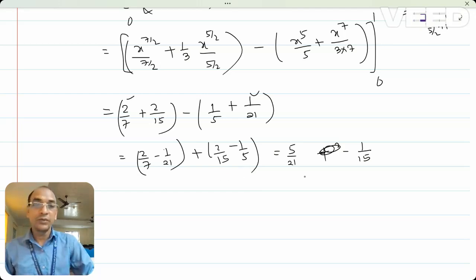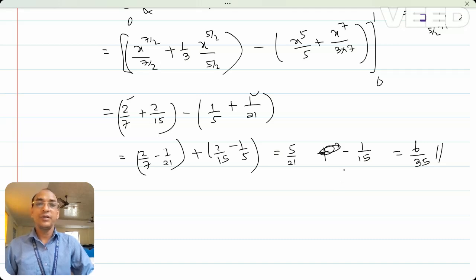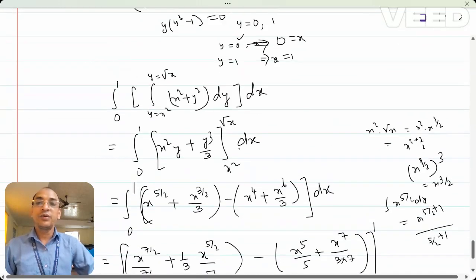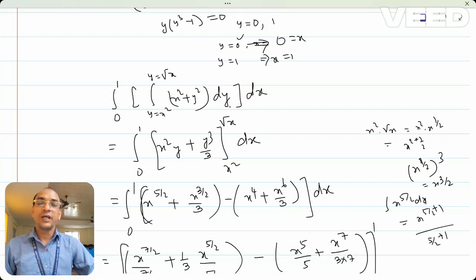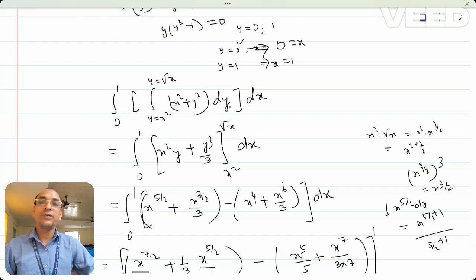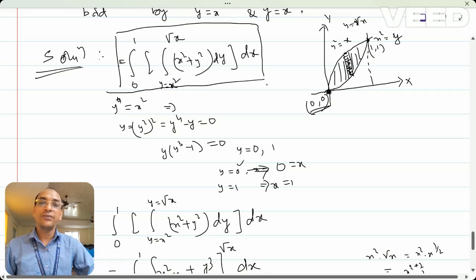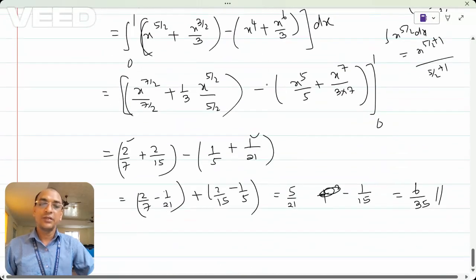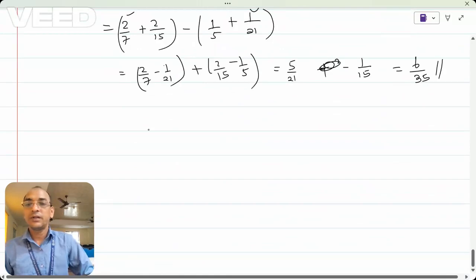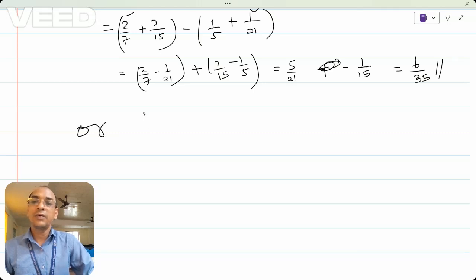This will be equal to, if we simplify it, 6 by 35. You get 6 by 35. This will be your answer. So if somebody wants that, suppose x will be the inner integral, y will be the outer integral, then the limit of x should be a function of y and the limit of y should be constant. So that thing you can write here. You can write this, or you can evaluate this one.